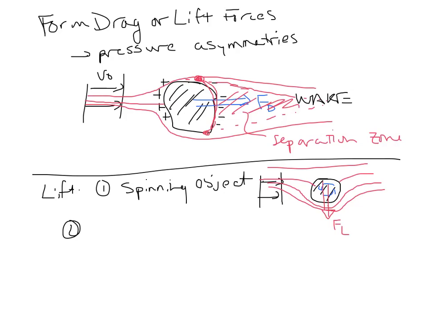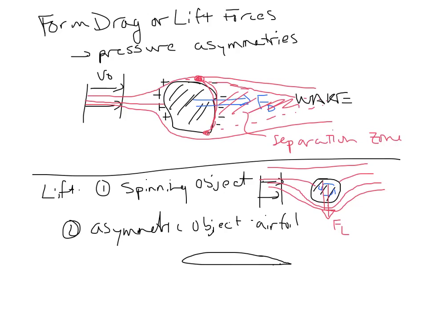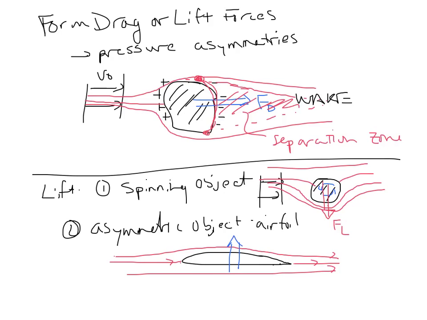The second is an asymmetric object, and the example that we focused on today was the airfoil. I'll revisit this a little bit on another day, but the key factor here is that, I didn't draw this very well, the stagnation points are offset from one another, and this creates a net circulation around the object such that you have lower pressure on the top and higher pressure on the bottom. So the asymmetry of the orientation of the object is what creates that lift force upwards.